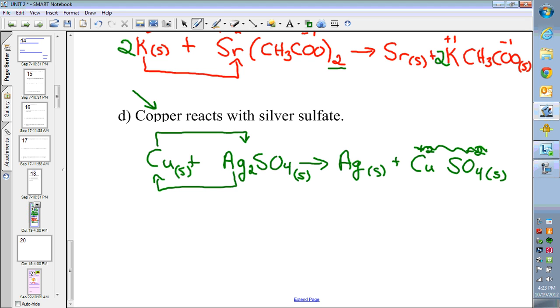Now we need to balance it. It looks like it's almost balanced. We have 1 copper on both sides. We have 1 sulfate on both sides, but it's the silvers that are messed up. There's 2 silvers here. So by inserting a 2 there, we have our 2 silvers, and we've got ourselves our last balanced equation.